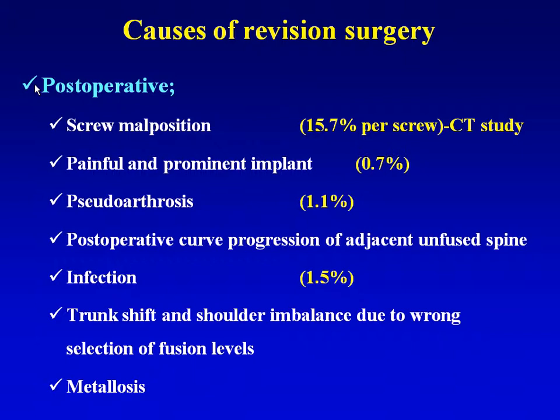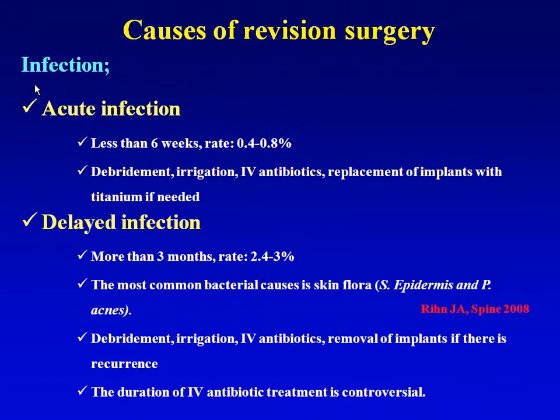infection, and it can be divided into acute and delayed infection. Treatment of acute infection includes debridement, irrigation, IV antibiotics, and if there is recurrence, removal of the implant and replacement of the implant with titanium if needed.